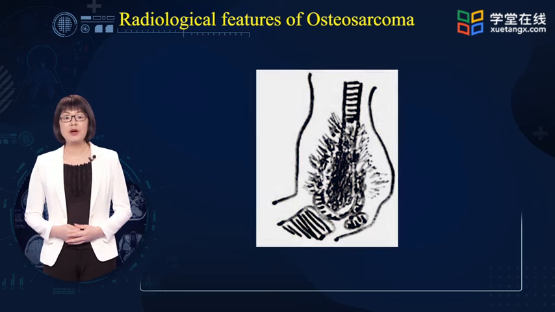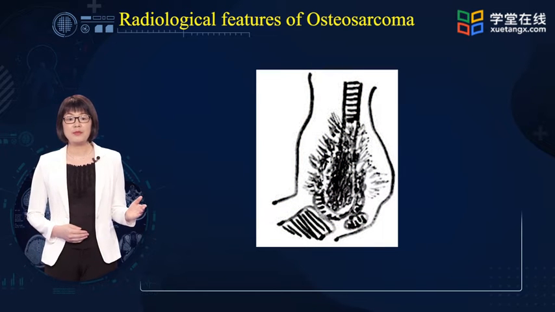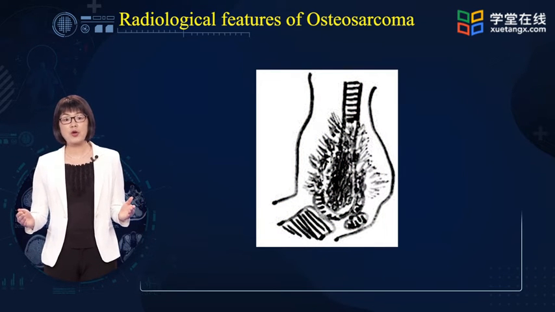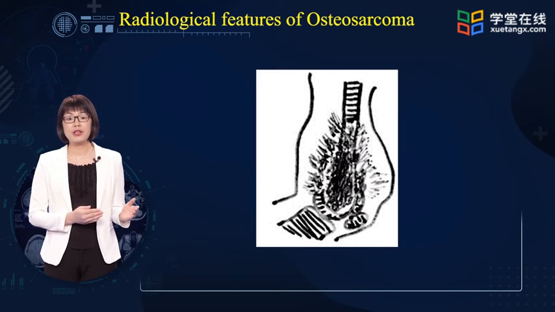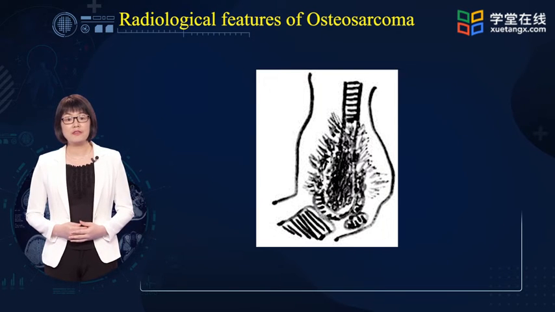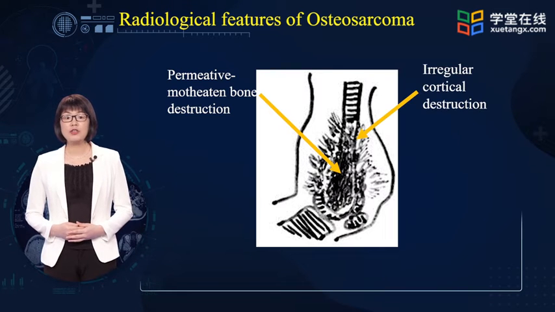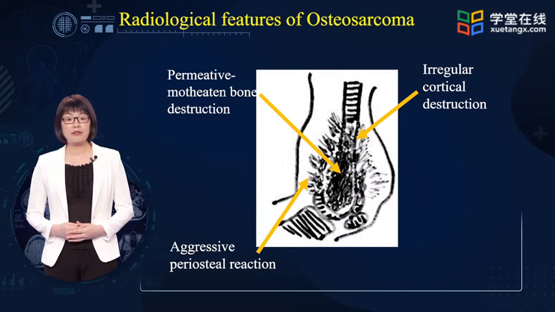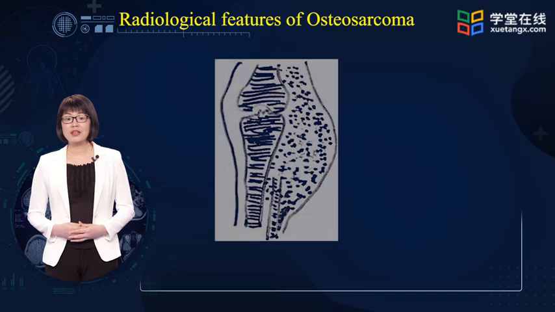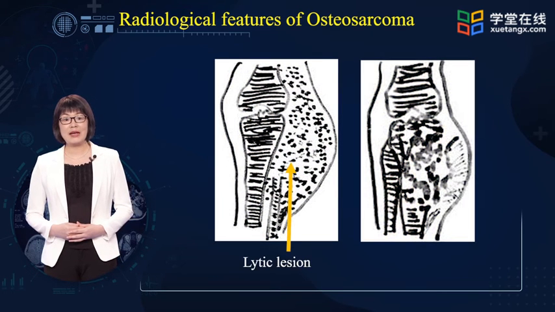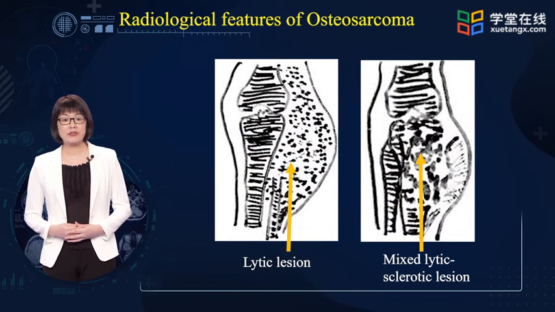Plain radiograph is the most useful examination for bone lesions. The hallmark of osteosarcoma is the production of bone matrix, which is reflected by the sclerosis seen on X-rays. Usually, typical malignant features include permeated moth-eaten bone destruction, irregular cortical destruction, aggressive periosteal reaction that is perpendicular to the surface, and a soft tissue mass. Occasionally, osteosarcoma may present as a lytic or mixed lytic-sclerotic lesion.